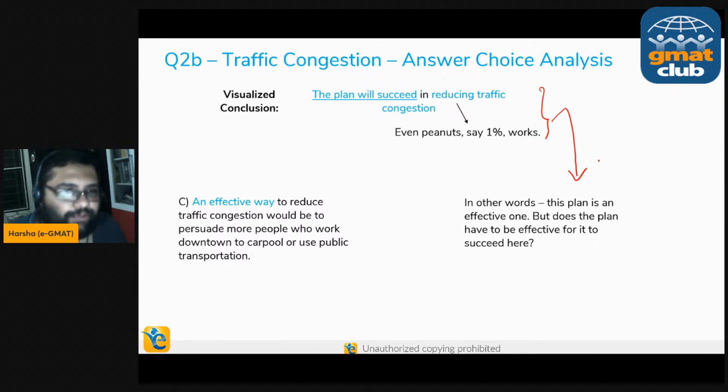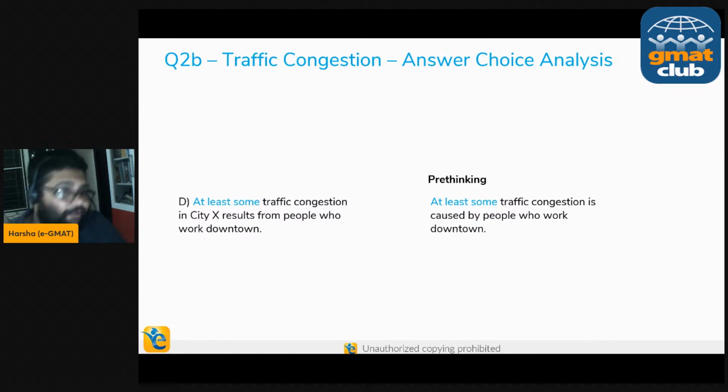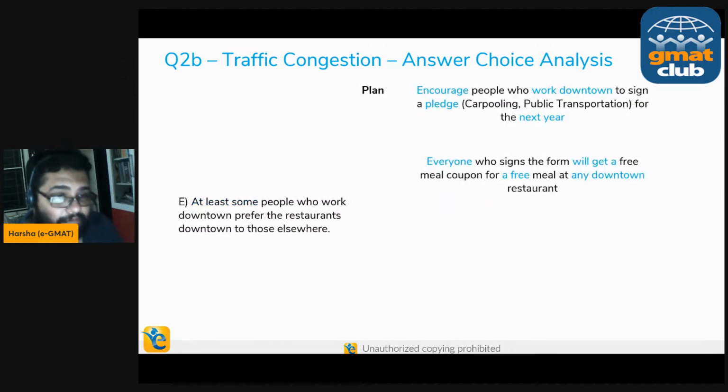End of the day, option C tells you that this plan is effective. But again, just to reduce traffic congestion, does it have to be effective? The answer is no. So that's option C. Option D here is actually the correct answer, and you would have realized it's one more of our pre-thought ideas. At least some traffic congestion in the city must be coming from people who work downtown. Otherwise, this entire plan is useless. What are you doing trying to encourage people working downtown to do carpooling if they're not contributing to traffic congestion at all? Simple, right? So option D, of course, is the correct answer, but only 50% of you chose this, which is something that you should understand.